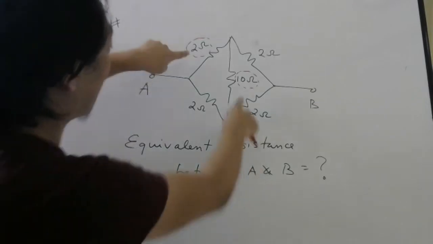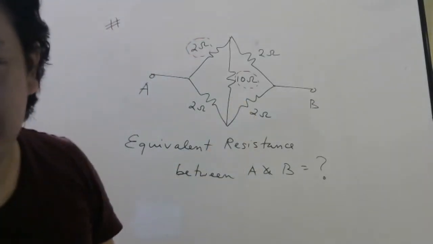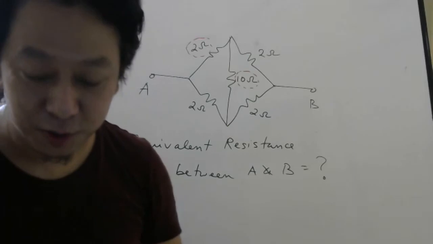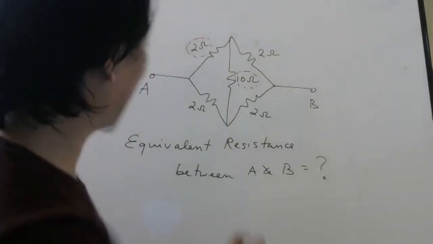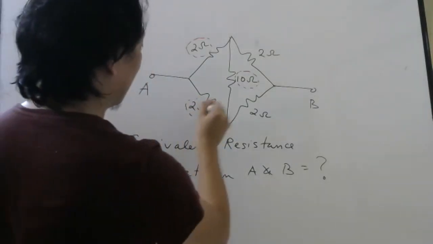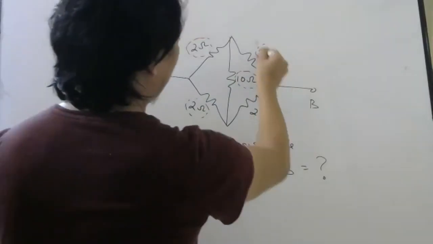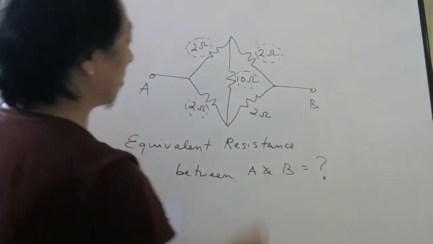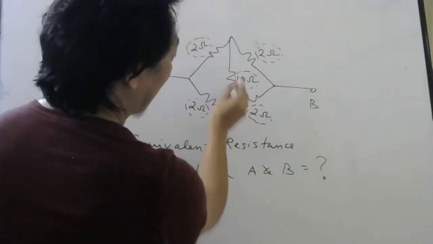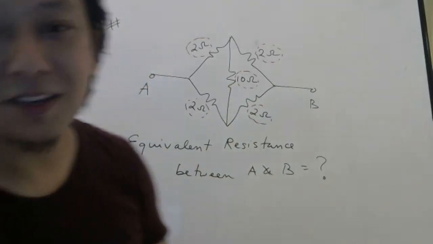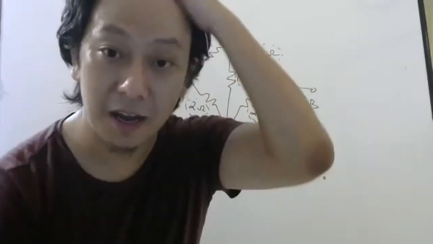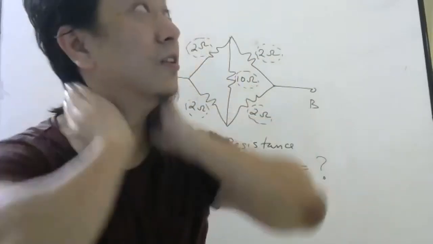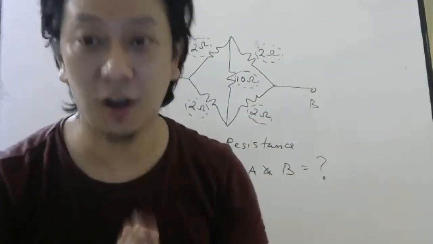Can I say these two are in parallel? Parallel also no. So neither series nor parallel. Same way, this and this, neither series nor parallel. This and this, neither series nor parallel. So none of them are in series, none of them are in parallel. So we will not be able to solve.